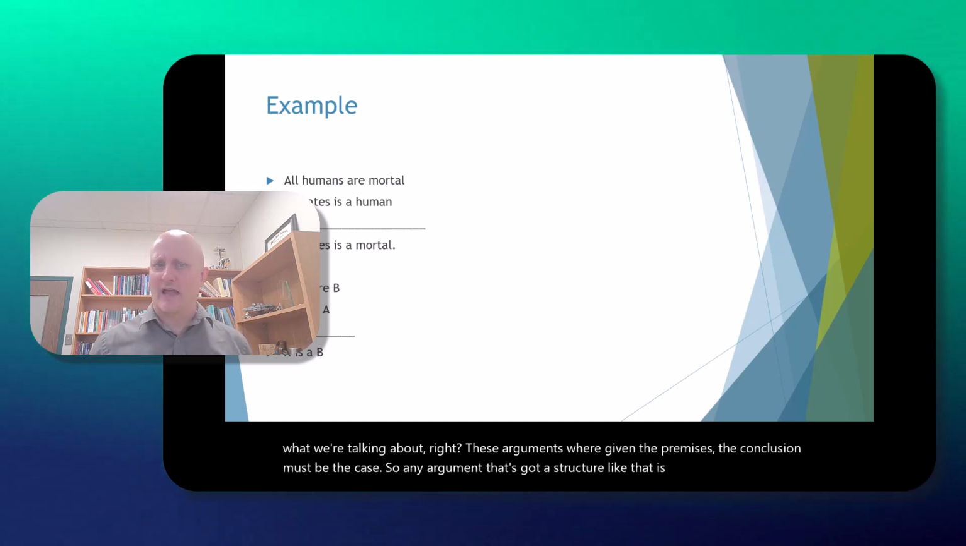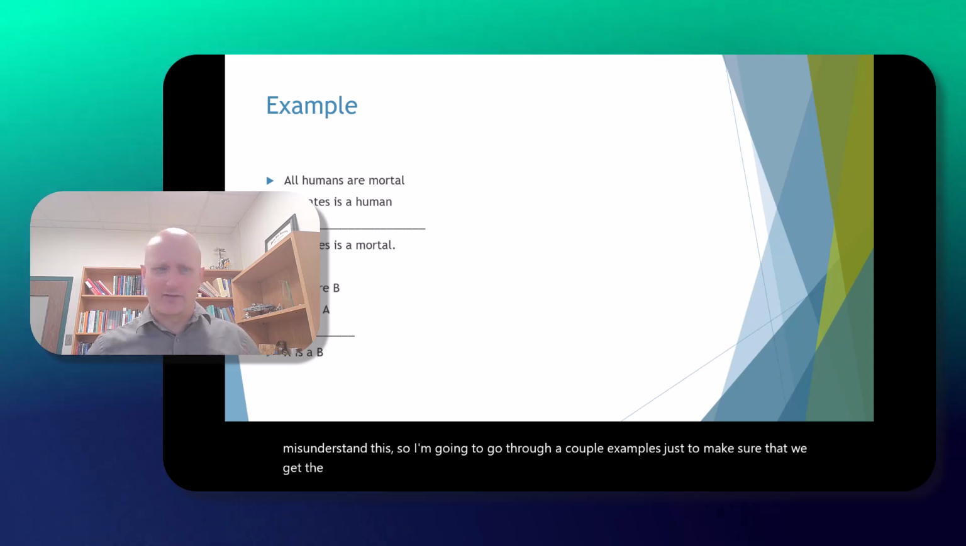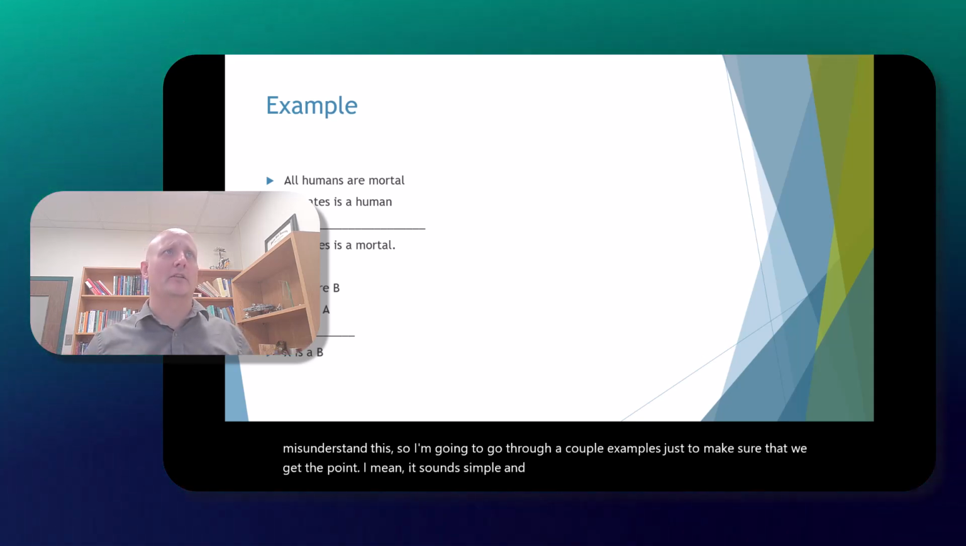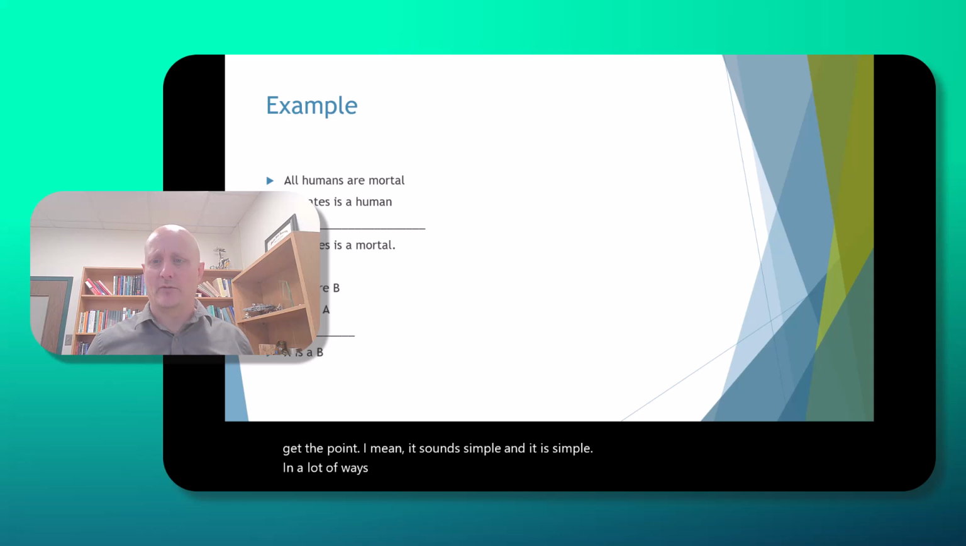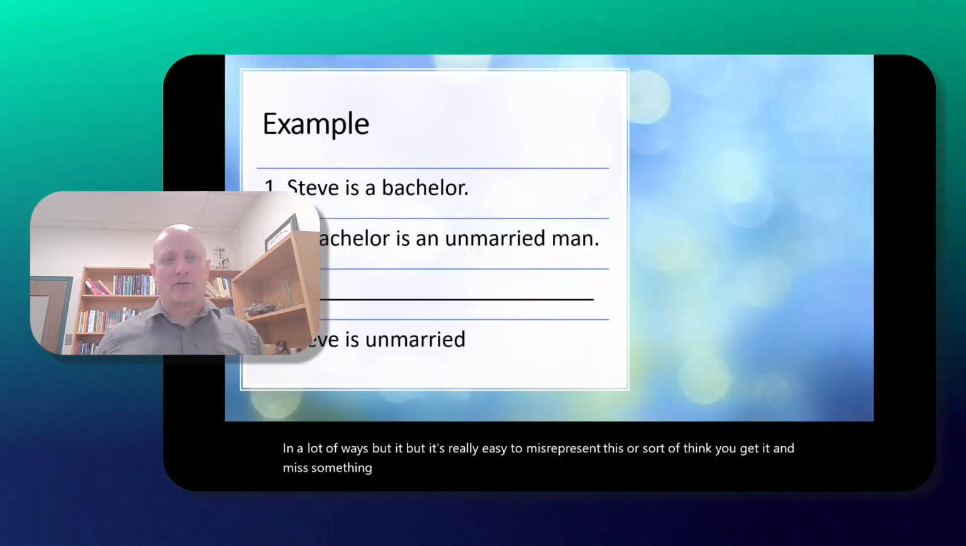It's really easy to misunderstand this. So I'm going to go through a couple examples just to make sure that we get the point. I mean, it sounds simple, and it is simple in a lot of ways, but it's really easy to misrepresent this or sort of think you get it and miss something here. So a couple more examples.